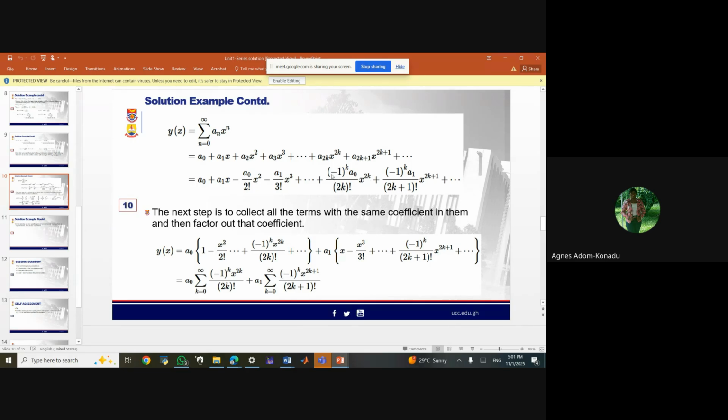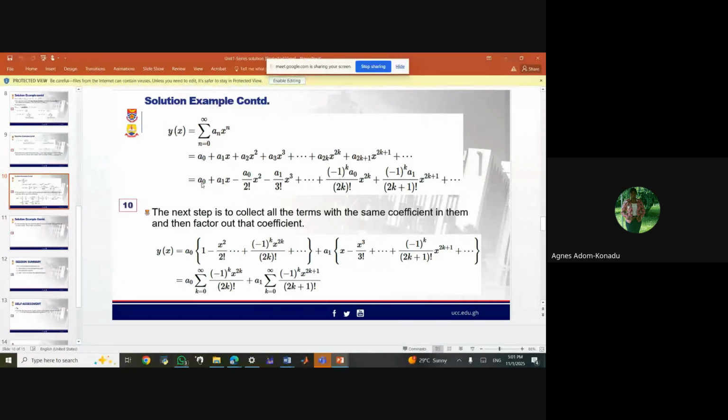The even one I said is minus 1 to the power k a naught divided by 2k factorial x to the power 2k, then minus 1 to the power k a1 over 2k plus 1 factorial for the odd ones. So the next step is to group all the ones with a naught and all the ones with a1. So the next step is to collect all the terms with the same coefficients in them, and then factor out that coefficient. So I have a naught here, and then a naught here.